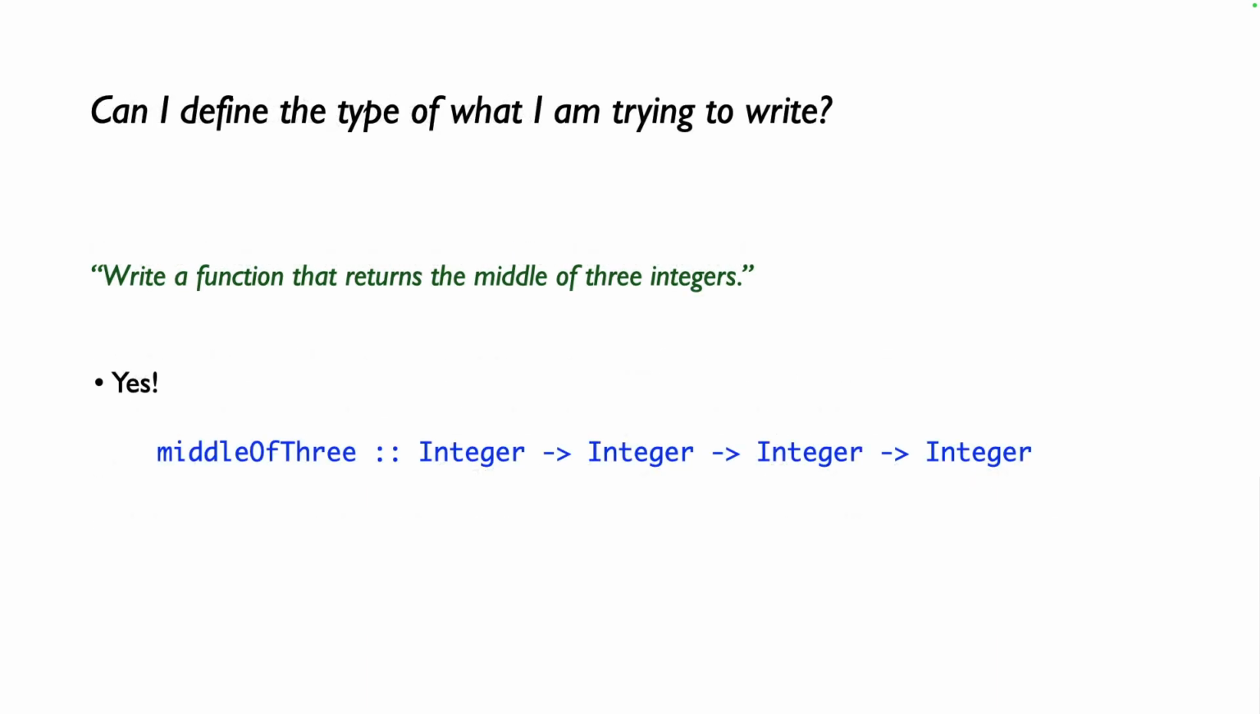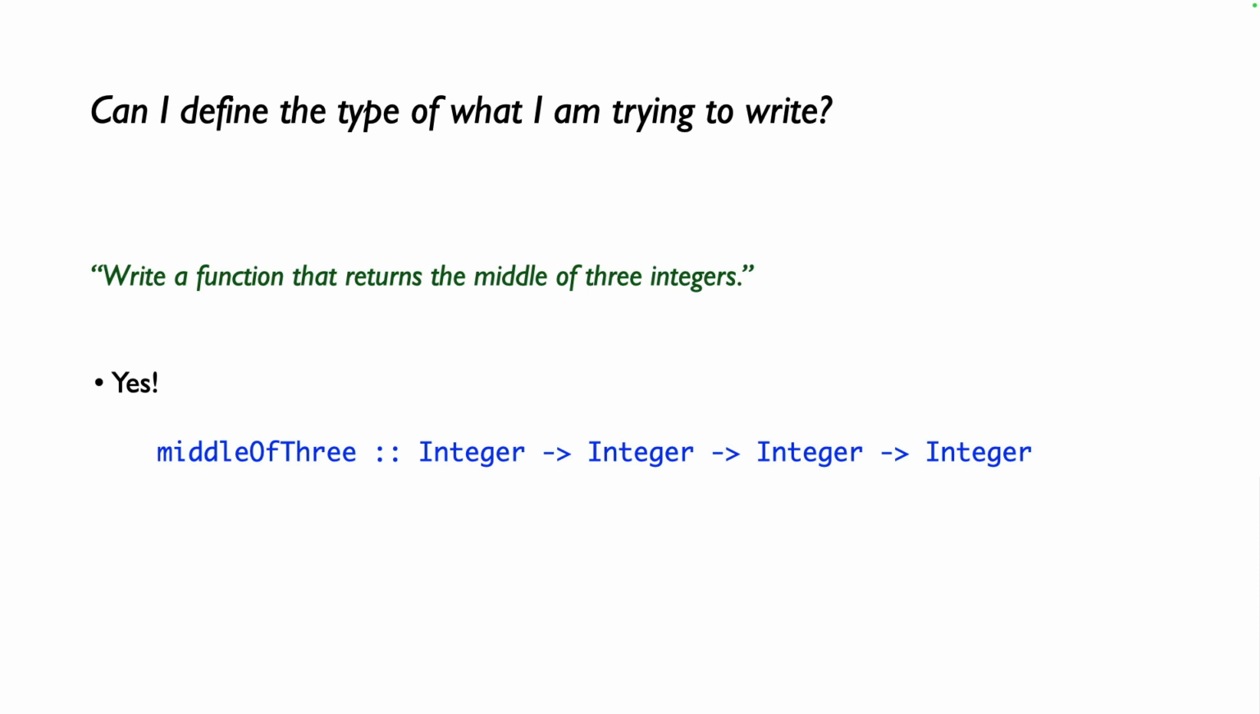Okay, one particular way of clarifying in the case of Haskell, clarifying the problem, is to say, what is the type of the function I'm trying to write? Now, it's pretty clear in the case of the previous task we had, write a function that returns the middle of three integers. It will be a function perhaps called middle of 3 that takes 3 integers and returns an integer, and that's the type that I've written here.